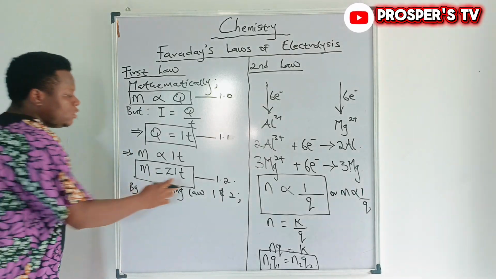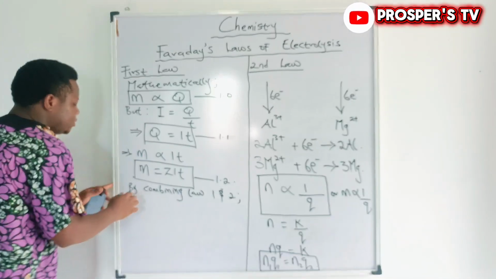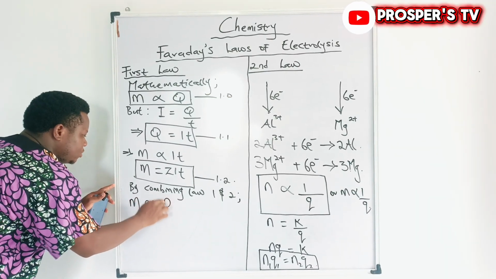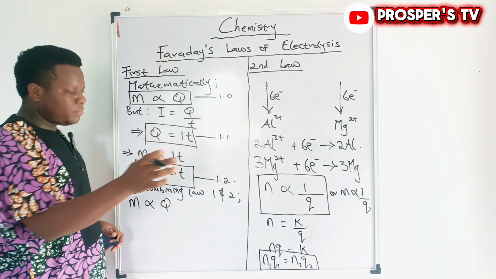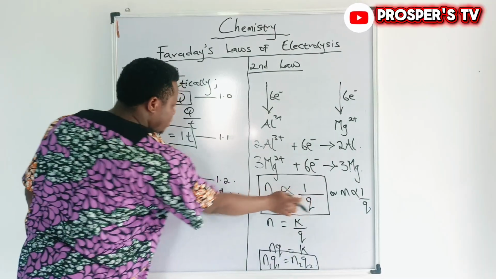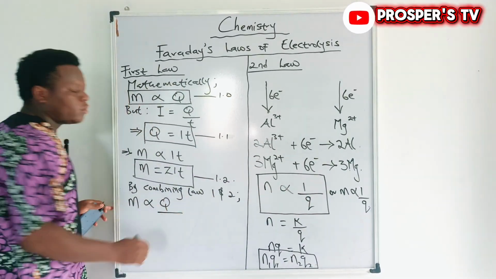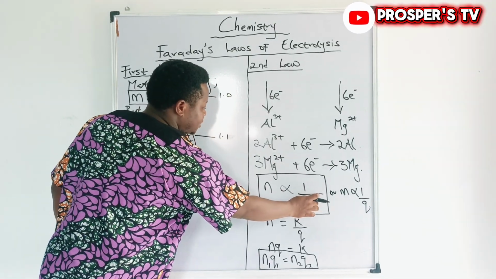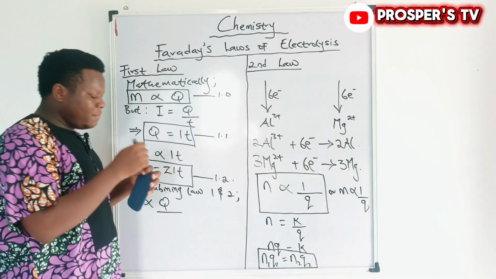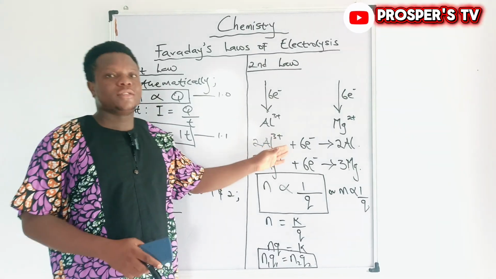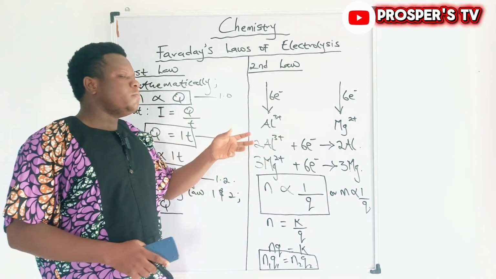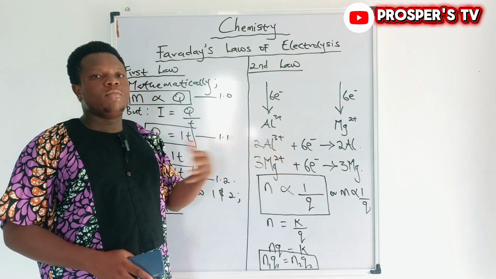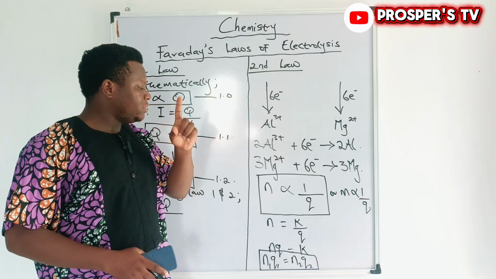So if we are to combine law 1 and 2, what are we going to have? From the first law, mass is directly proportional to the quantity of electricity being supplied. Then from the second law, it's inversely proportional to what? The charge of the ions. Now remember, the charge that the ion carries is what determines the number of electrons that would be accepted or given off. That should be established.